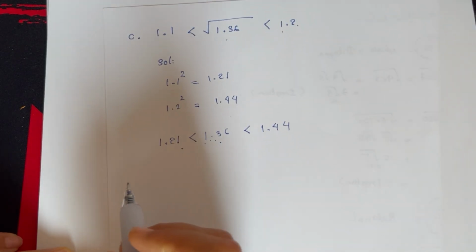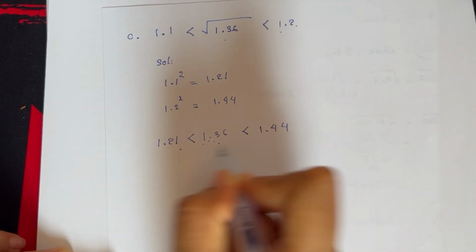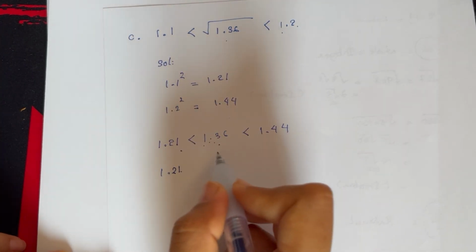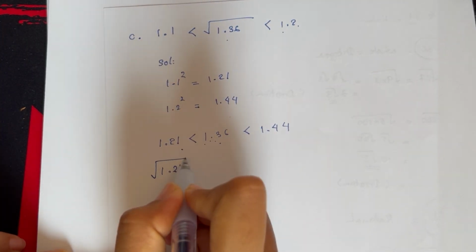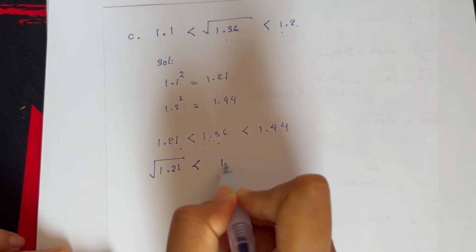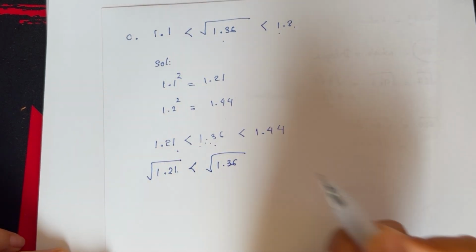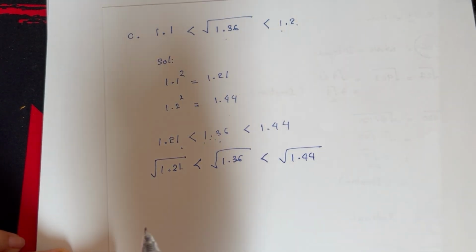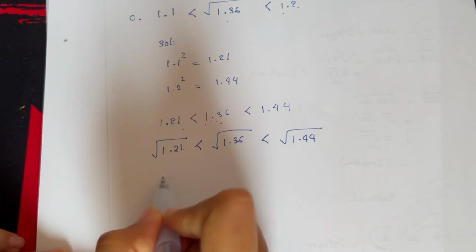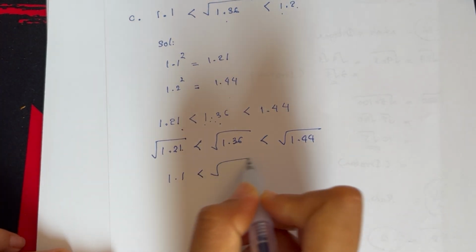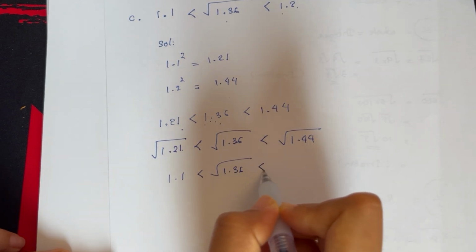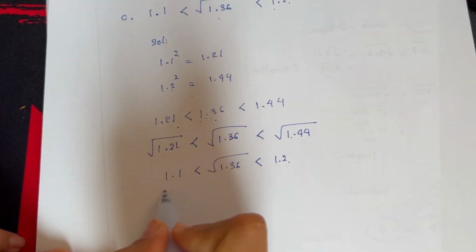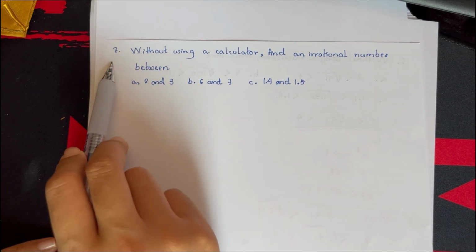So if I apply the square root to all of them, the square root of 1.21 less than the square root of 1.36 less than the square root of 1.44. So the square root of 1.21 is equal to 1.1. The square root of 1.44 is equal to 1.2. So this is correct.